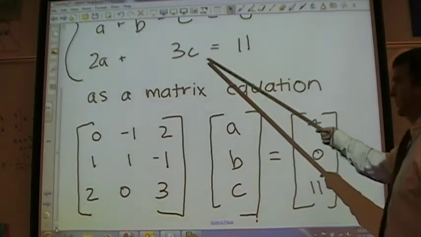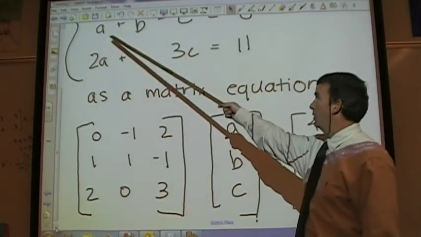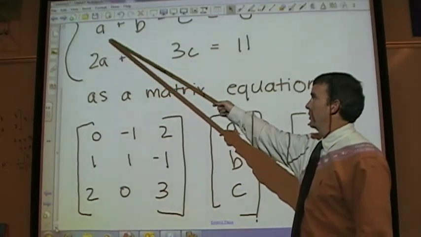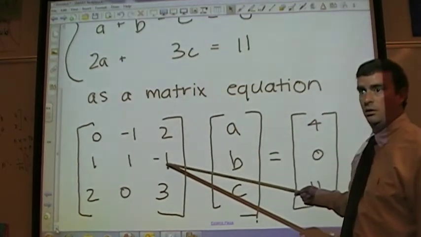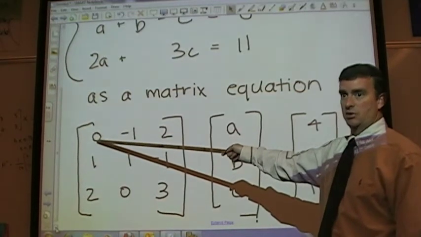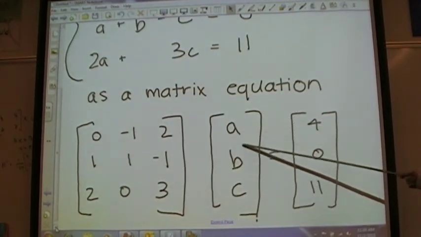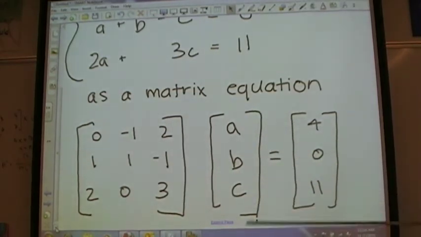So it's all we see on the screen right here. The last row is going to be 2, 0, 3. And the middle row, we can see a little bit of it. Coefficients are 1, 1, and negative 1. Okay? The coefficients for the top row, there wasn't an A, so it's going to be 0. And you had negative 1 and 2. Your variable matrix is ABC. Your constant matrix is 4, 0, 1. So if I give you a system, you're going to have to be able to put it in matrix form and label the matrices.